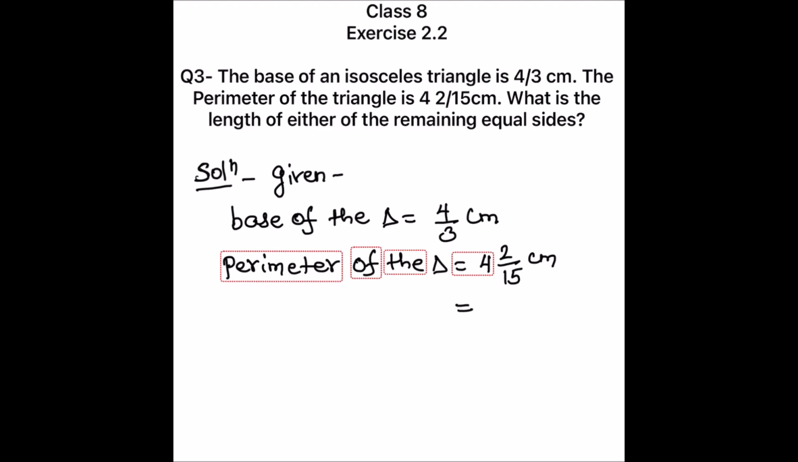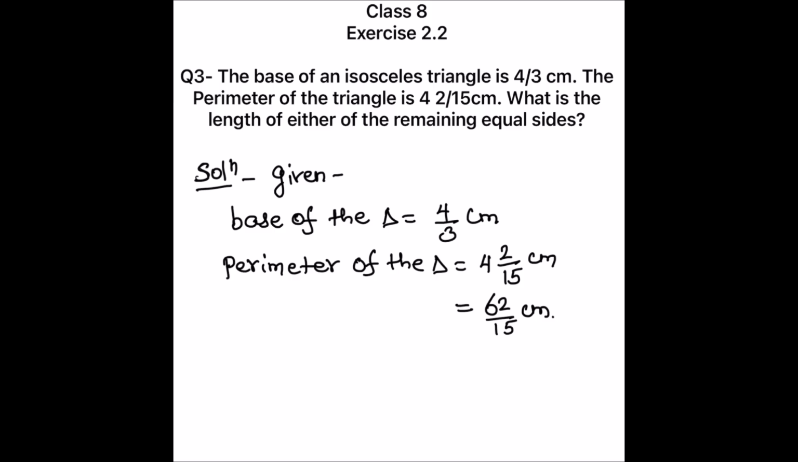So that's going to be 15 times 4. 15 times 4 is 60. 60 plus 2 is 62. So that's 62 upon 15 centimeters. And here we need to find the length of either of the remaining equal sides of the triangle. So here we are going to use the definition of perimeter, which says the perimeter of a triangle or any figure is the sum of all the sides of the figure. And we have been given the base of the triangle. We need to find the other two sides of the triangle.